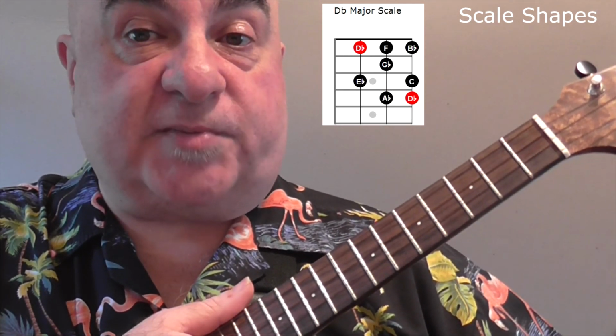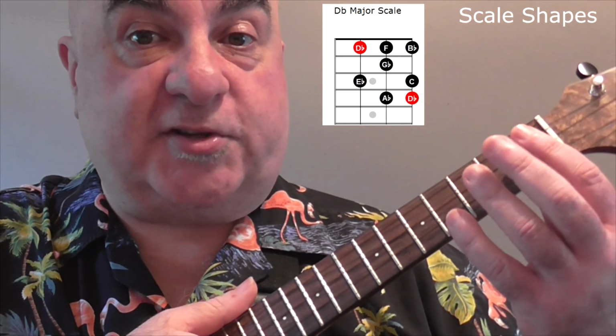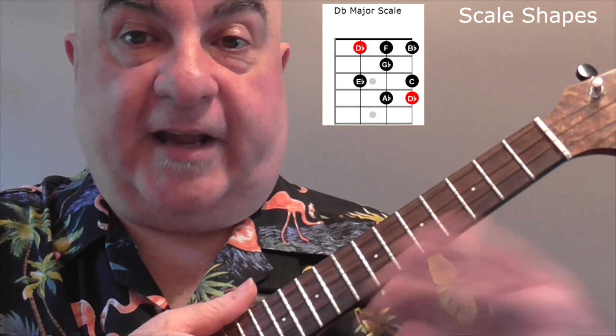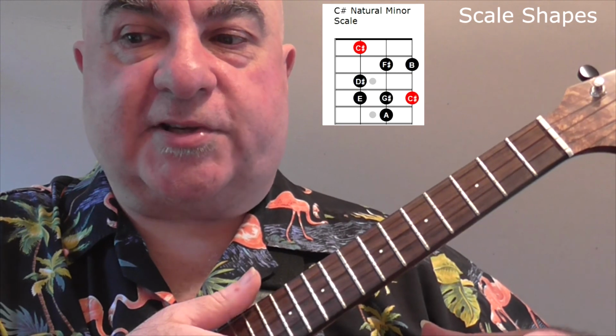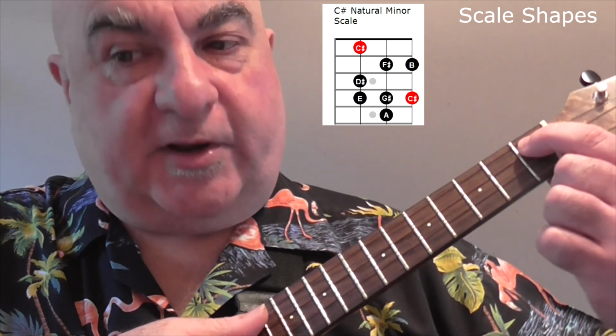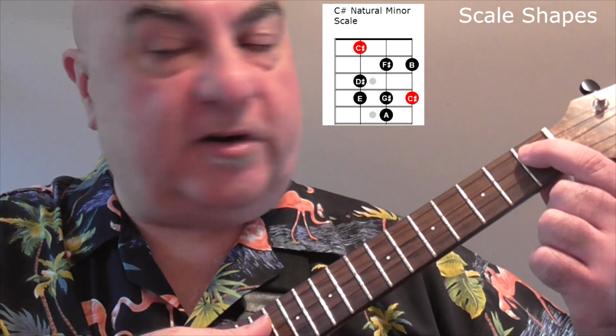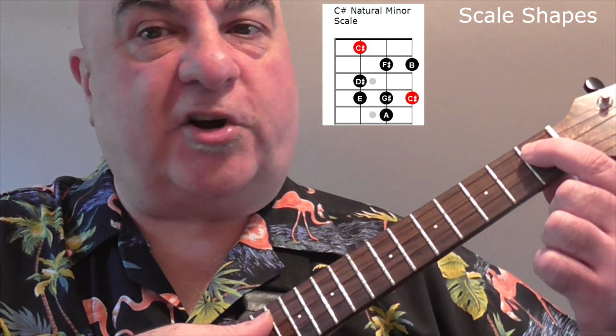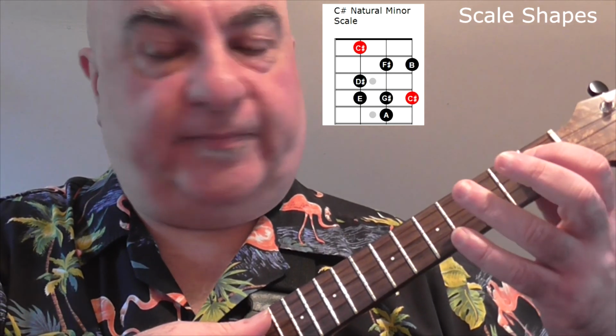There it is, and to transpose that into different keys, all you have to do is move the shape up the neck. And we're going to use that same note there, but this time I'm going to call it C sharp, and this time it's the C sharp natural minor scale. Here we are.